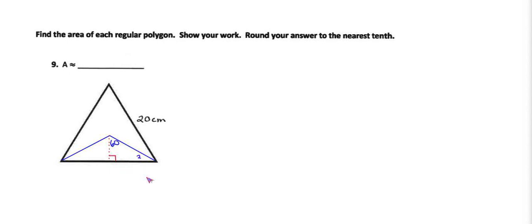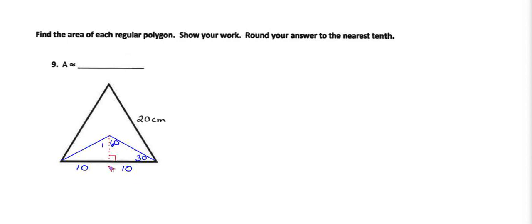This gives me a nice 30, 60, 90 triangle. If the side length is 20, that means when we drop in the apothem, we cut that in half. So each of these would be 10. In this triangle, 10 is the long leg. Now, if you know the long leg and you're looking for the short leg, and we are because that's the apothem, we just need to divide by the square root of 3.